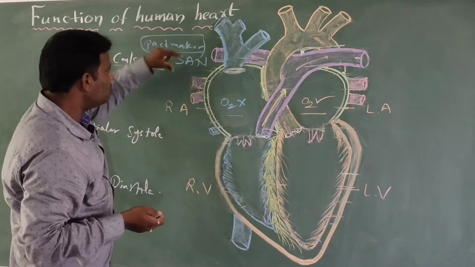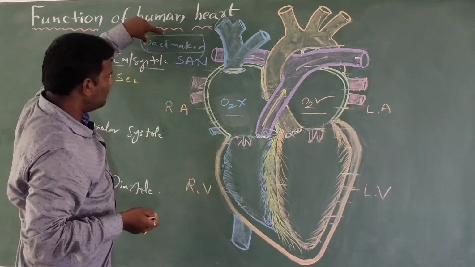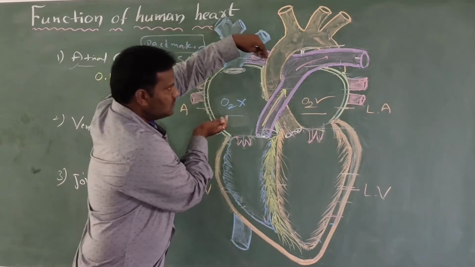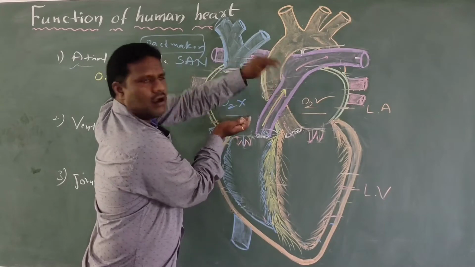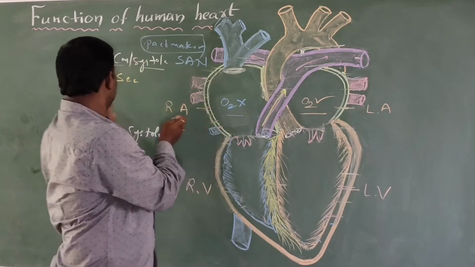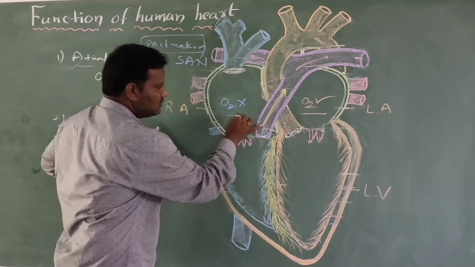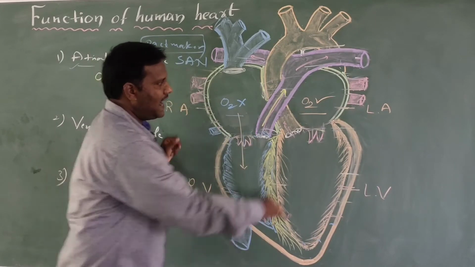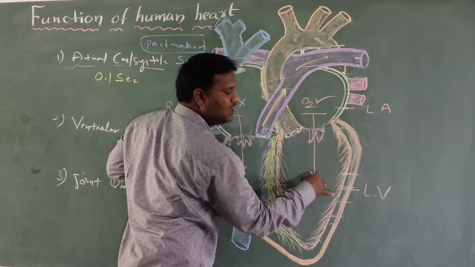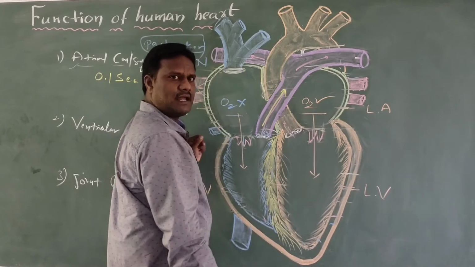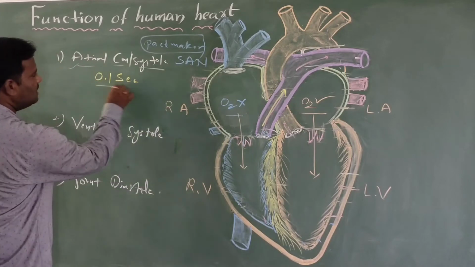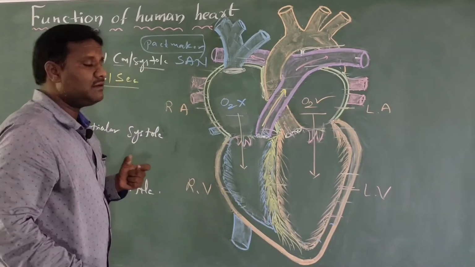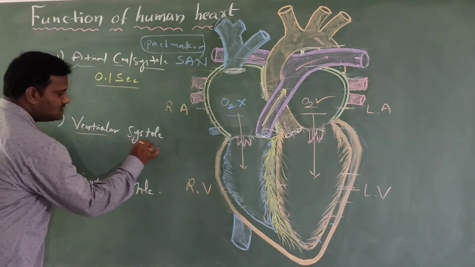When the sinoatrial node or pacemaker signal occurs, the two atria contract. When the two atria contract, the waste blood enters directly into the right ventricle, and the fresh blood enters into the left ventricle at the same time. This takes approximately 0.1 second. Next we can see ventricular systole.